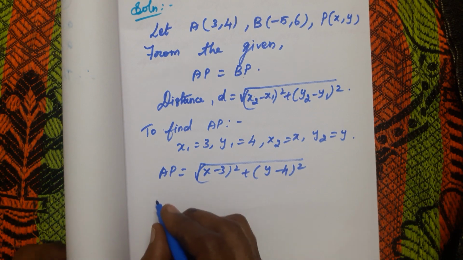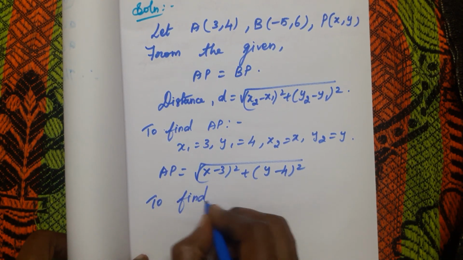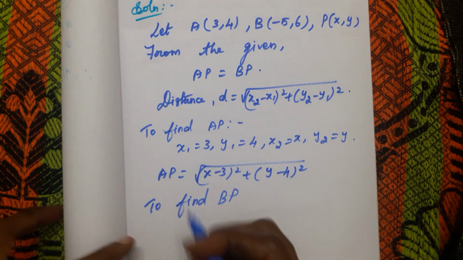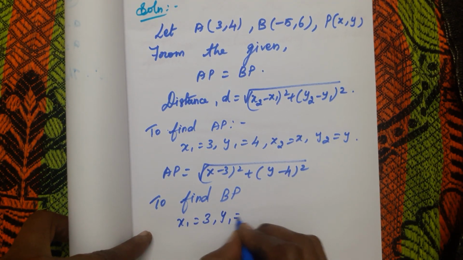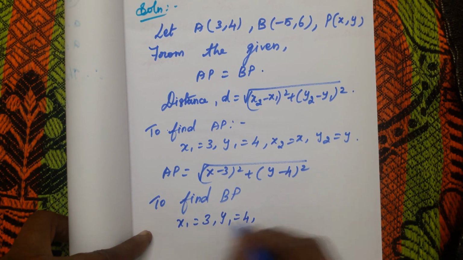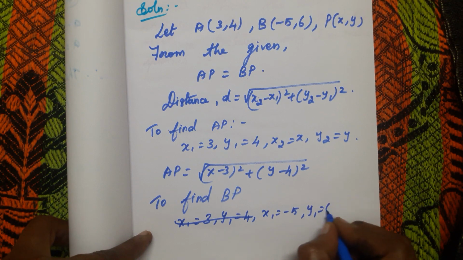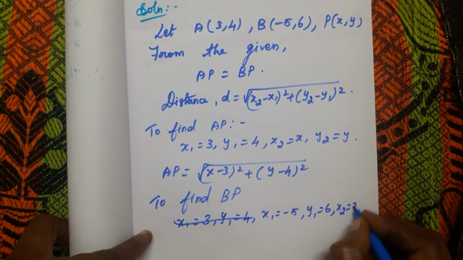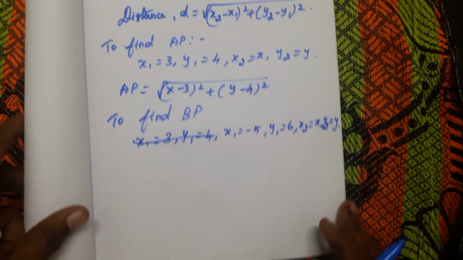Next, we want to find out BP. To find BP, what is x1? Sorry, x1 is equal to minus 5, y1 is equal to 6, for point B. Next, what is x2? x2 is equal to x, y2 is equal to y.